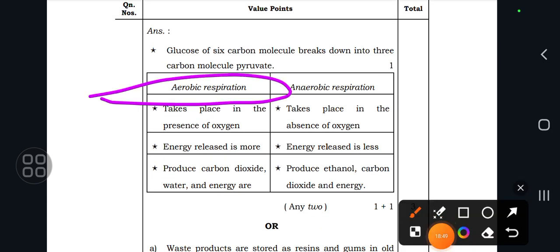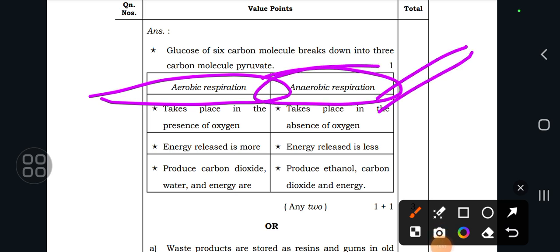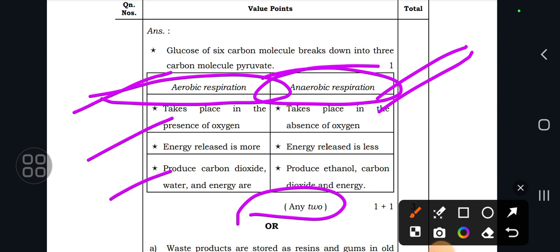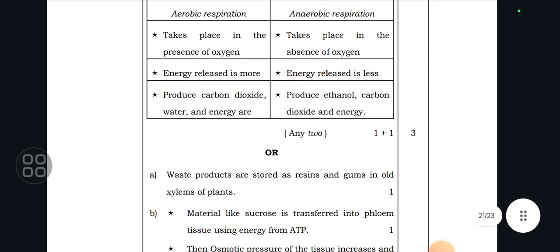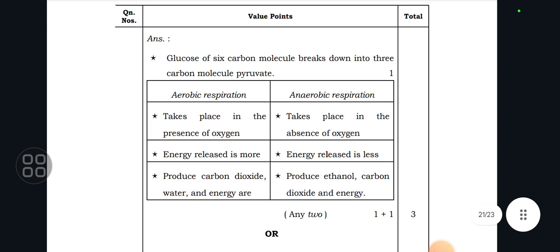These are also fixed questions. Aerobic and anaerobic differences should be perfect. Any 2 points they ask, but you should write nearly 3 to 4 points. If any of the points goes wrong, you will still fetch the marks from the different points. See the points over here.